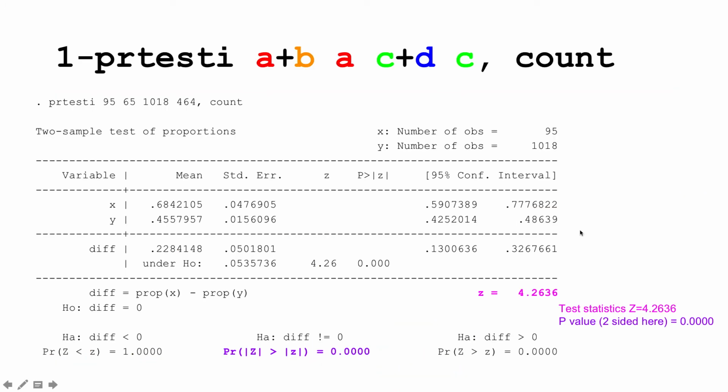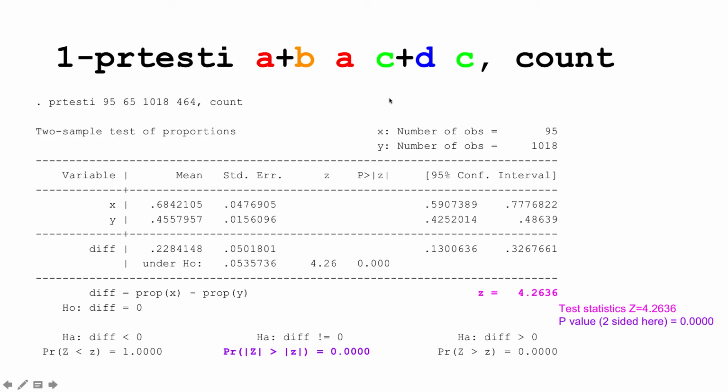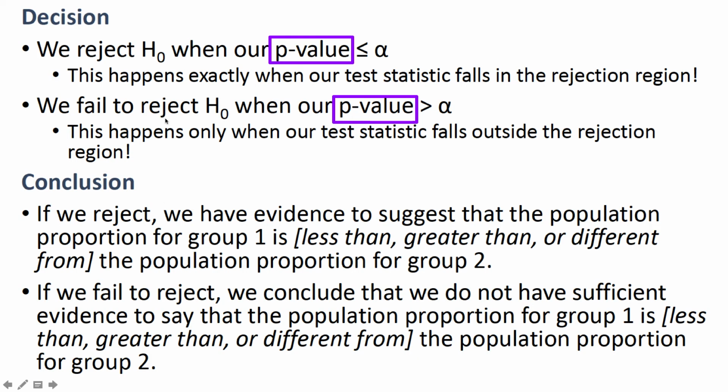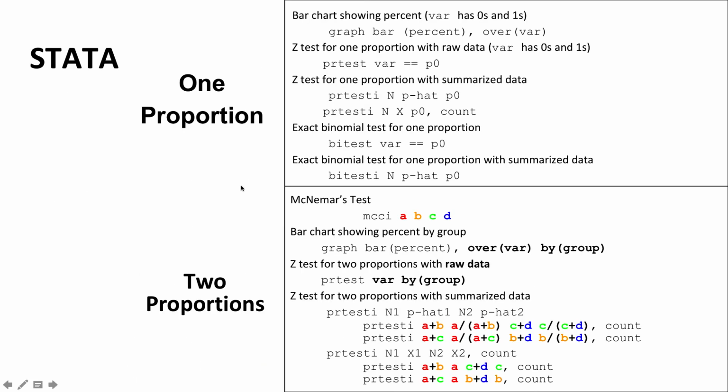The first way you can test is this way, and you have the test statistic and p-value, or you can test this way, with the test statistic and this value. As you can see, these two are the same. The decision and conclusion are still the same as the last one. Now this is the command for two proportions. This is the overall command for one proportion and two proportions. Okay, that's the end.